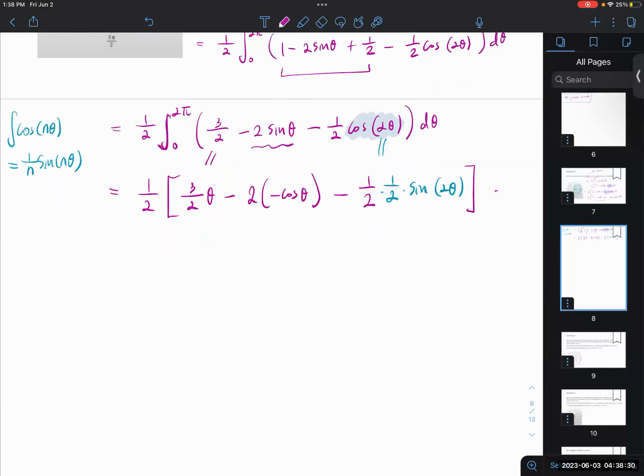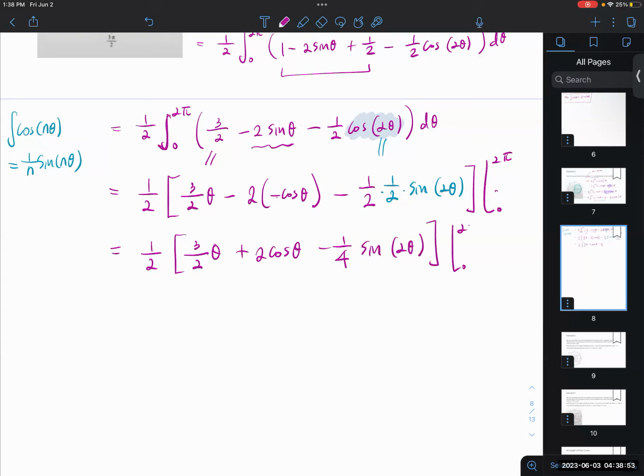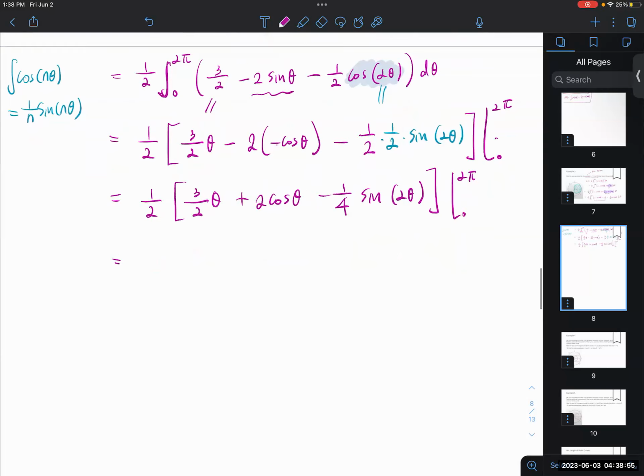So now simplify as much as you can. So 1 over 2, 3 over 2. Actually, we have a from 0 to 2 pi. Theta, I'm going to double negative, change to positive, positive to cosine theta. And then it's going to be 1 over 4, and I have a sine 2 theta. That's it.